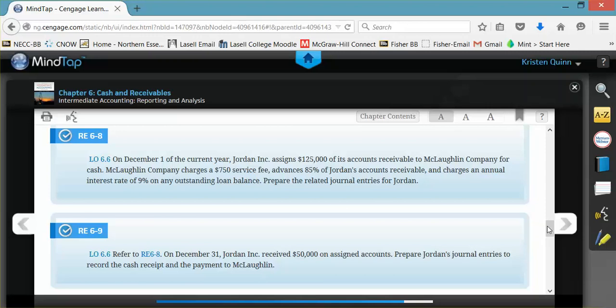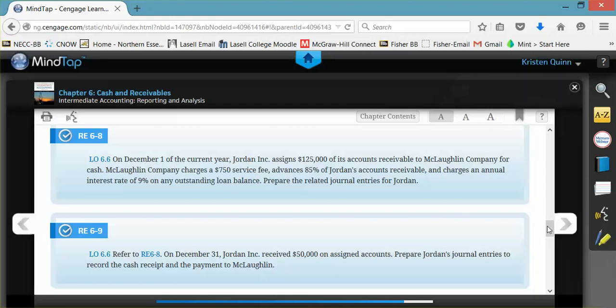So what happens is they get a loan from a company. The company that they're getting the loan from decides which accounts receivable they're willing to accept as being assigned to them. Meaning, when the company collects money from those specific accounts receivable, that money has to be used to pay off the loan that they have.